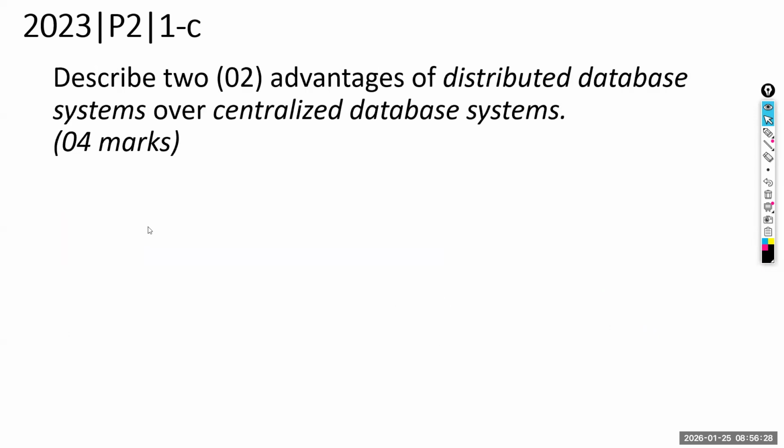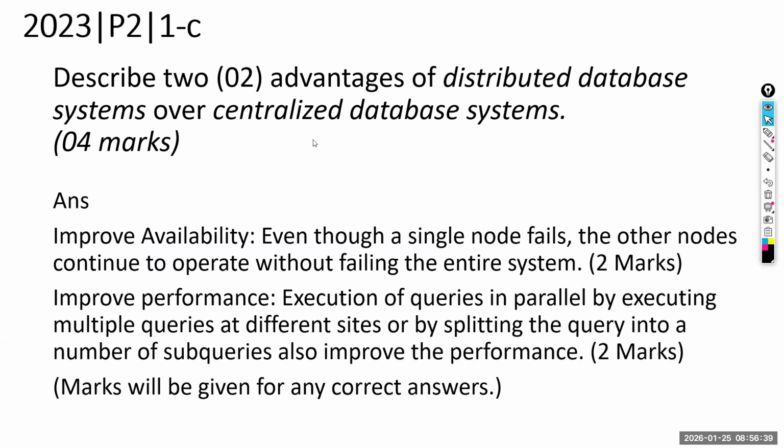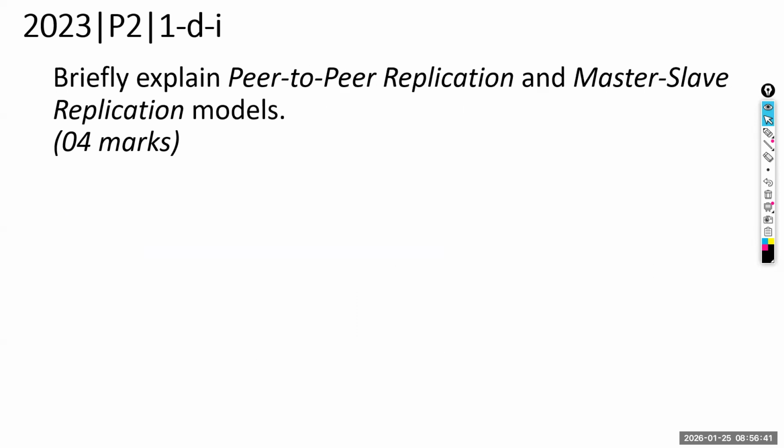Right. So it's a very lengthy question. Now we are into the next part. Describe two advantages of distributed database systems. Okay, that is a theory question, right? So that's a normal theory question. Still, it's not over. Briefly explain peer-to-peer application and master-slave. Yeah, that is theory. Okay, peer-to-peer and master-slave.